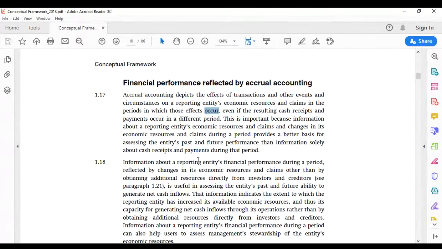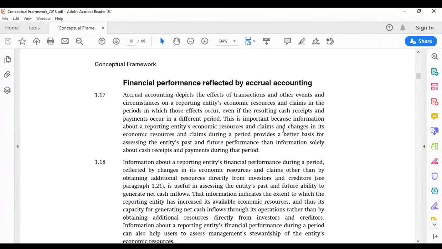So occur. In auditing 2, you're also going to learn a lot about a concept called occurrence. Another word for occur is when it happens or when it takes place. So they say we are going to report any changes in resources or claims, or even the claims and resources themselves, in the period in which those changes take place or occur, even if the resulting cash receipts and payments occur in a different period. We're going to discuss all of that just now.